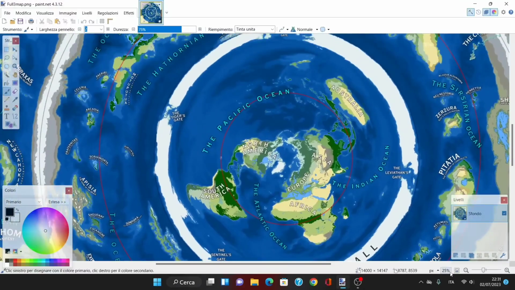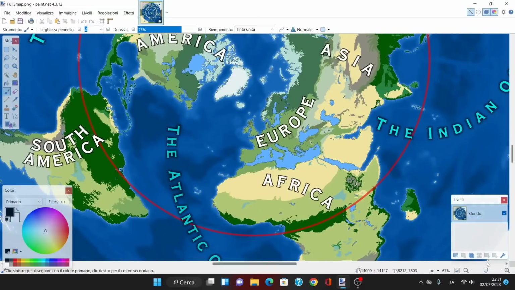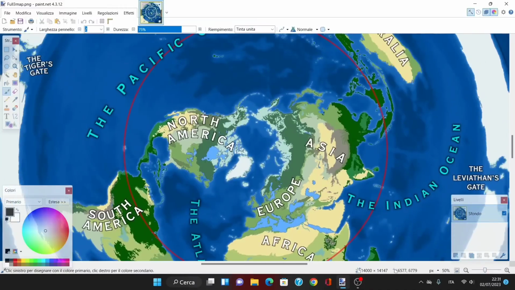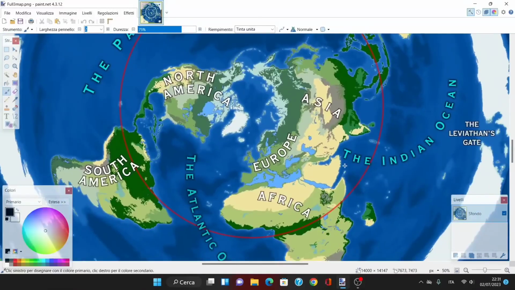First of all, let's start with the things we all know about. Earth. The earthly plane inside of the ice walls. Here is Europe, Africa, South America, North America, Asia, Australia, and so on and so forth. These are the continents we already know of.